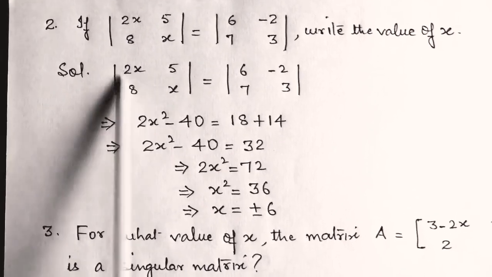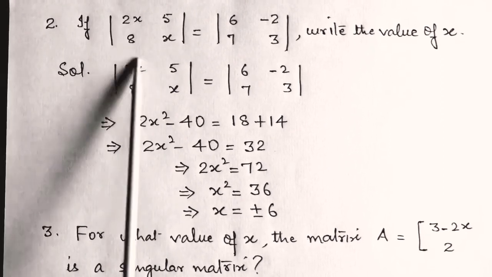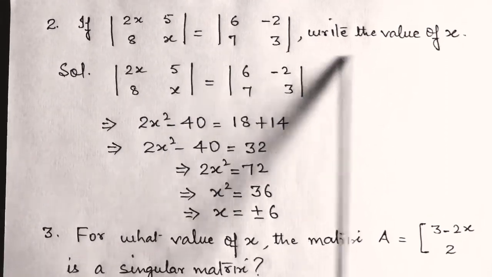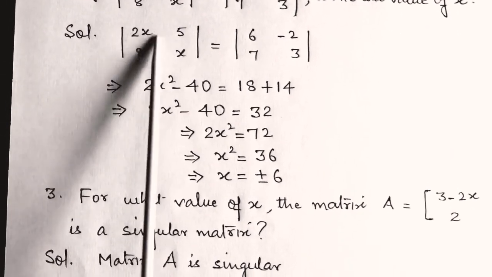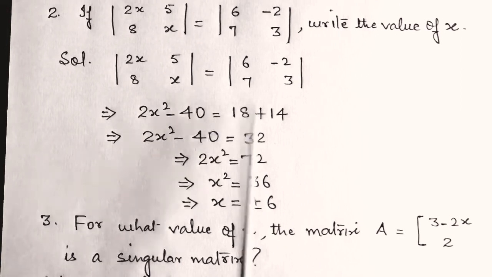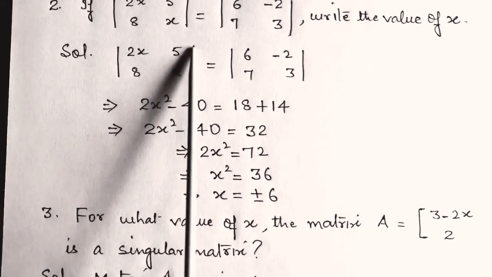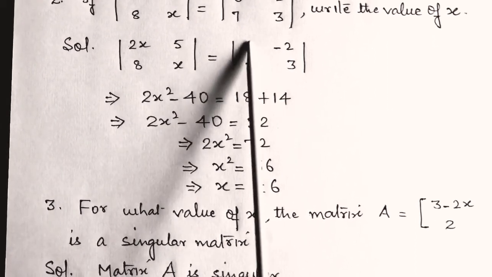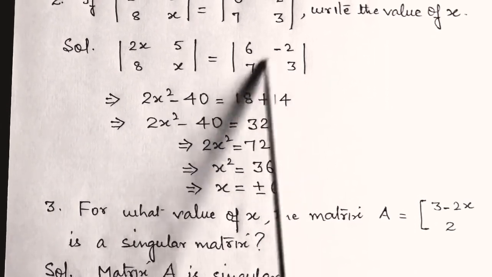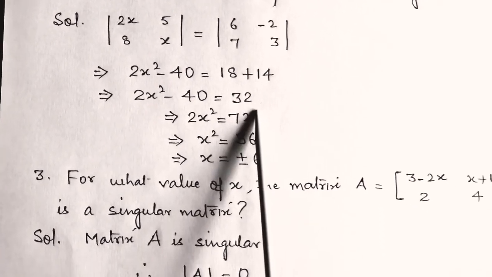Next question is, if the determinant 2x 5 8x is equal to this, write the value of x, right? So simplify both the sides. So this is given, now solve. So 2x into x is 2x square minus 8 into 5 is 40. So 2x square minus 40 is equal to 18, minus into minus will be plus, so 18 plus 14. So that is 32, right?